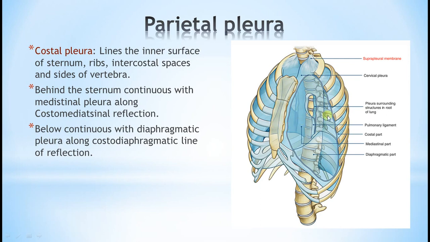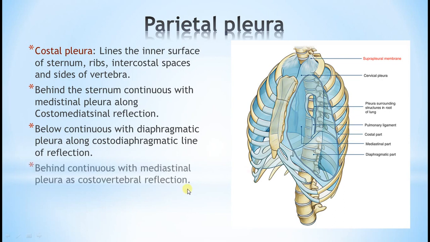Okay. Now if you look at the costal pleura, below it is reflecting onto the diaphragm, and this is called the diaphragmatic pleura. This line you are able to see here, where the costal pleura continues as the diaphragmatic pleura, is called the costodiaphragmatic line of pleural reflection. This is your costodiaphragmatic line. This is your costovertebral line, and here what you see is the costomediastinal line of pleural reflection.